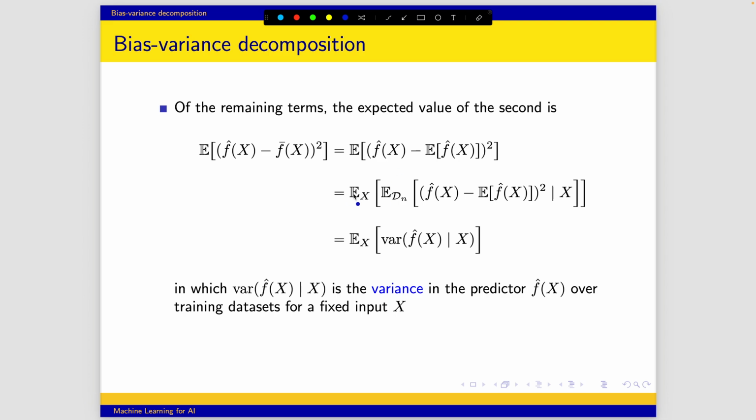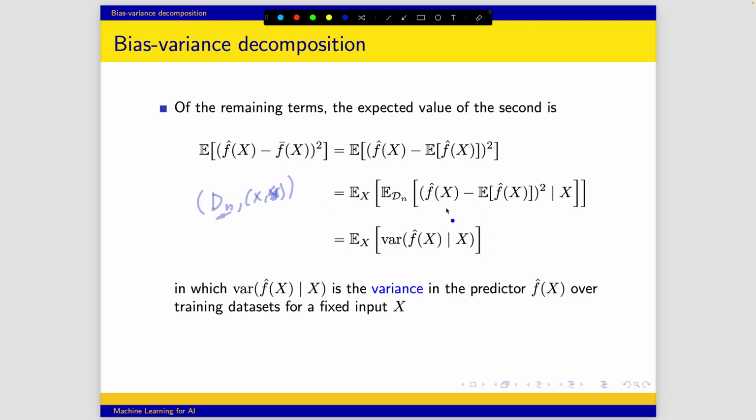So using the tower property, this is the expected value over x. Because what do we have here? Well, this is an expected value over D_n and our random pair x, y, the joint distribution of these two things here. But this doesn't depend on y. So this is only over the joint distribution of this and x. So we can use the tower property again. The outer expectation is with respect to x, and the inner one is with respect to our training sample.